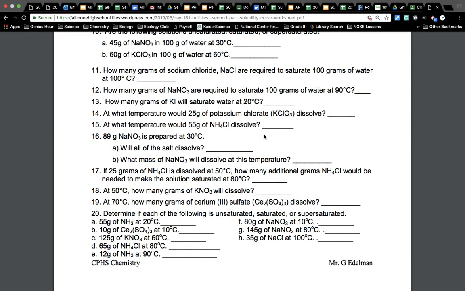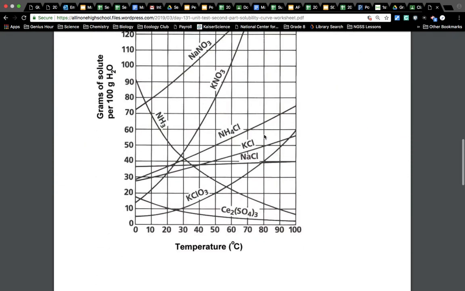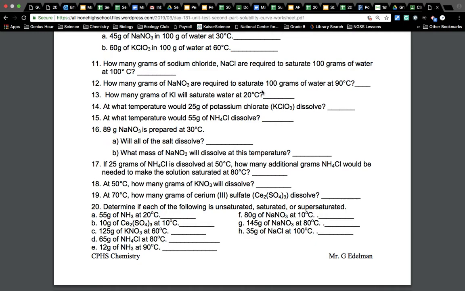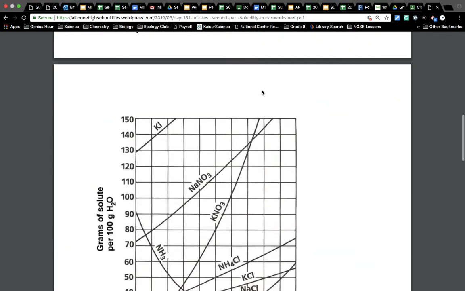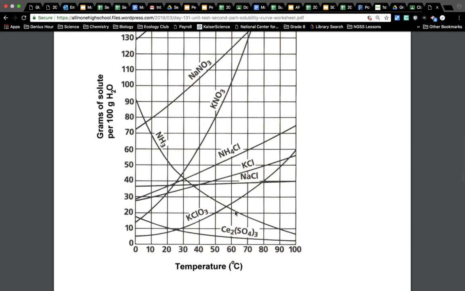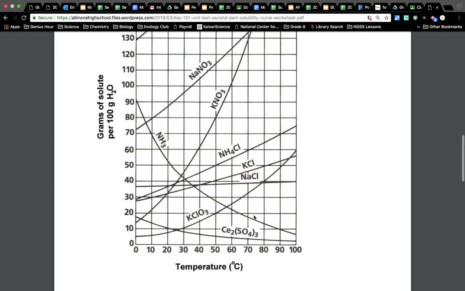18. At 50 degrees Celsius, how many grams of potassium nitrate will dissolve? 50 degrees, how many? Looks like 80 grams. At 70 degrees Celsius, how many grams of cesium will dissolve? 70 cesium, oof, that looks maybe 5 grams or so.